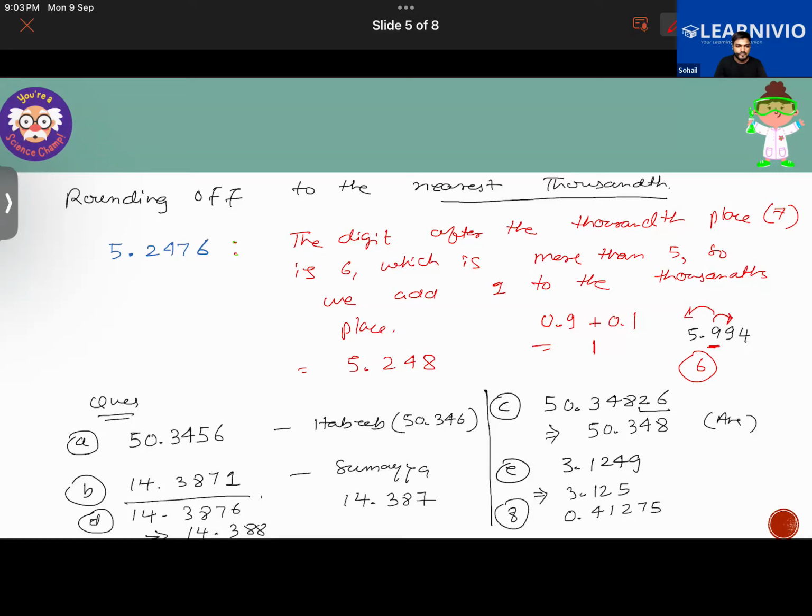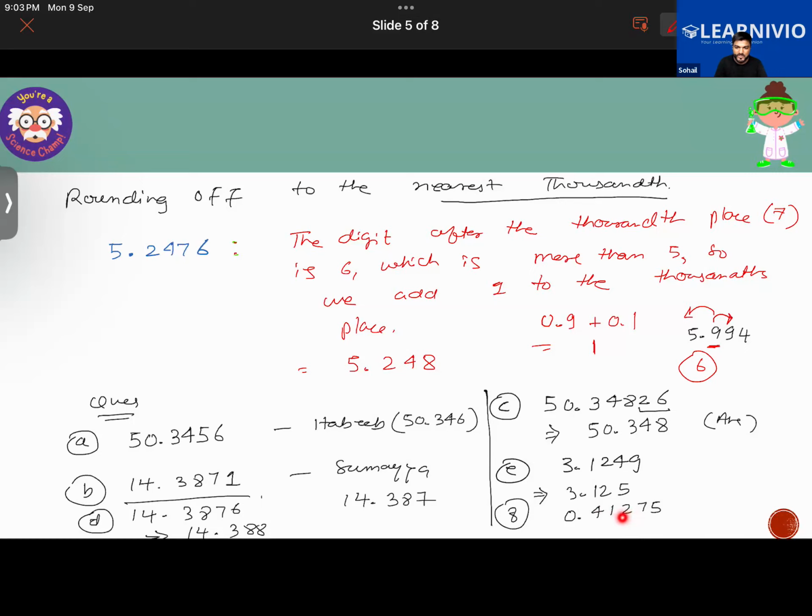Do I have to do this question? Wait. Yes, both of you have to do this. No, I still didn't understand. Round up to the nearest 1000. Sumaya, what's there to be confused in this question? It's 0.41275.